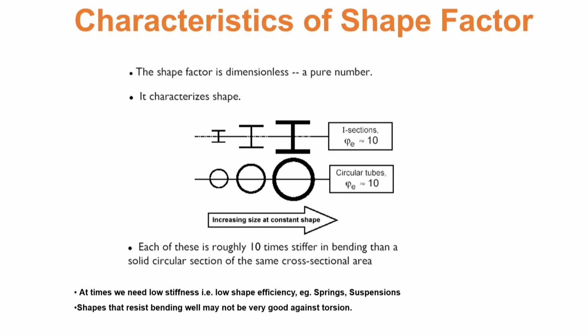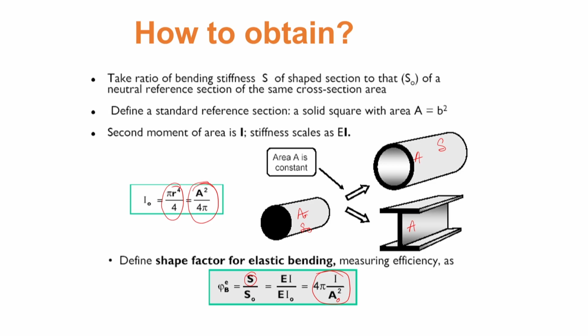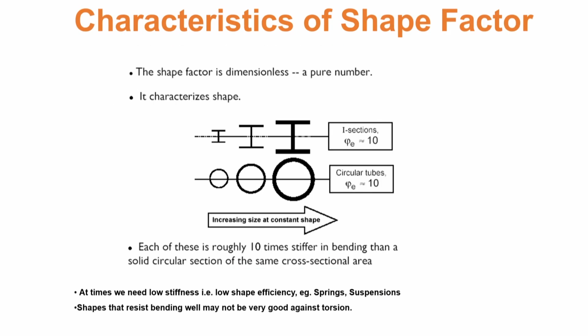Now, one important thing you have to keep in your mind is that shape factor is actually dimensionless. It only characterizes the shape. Because if you look at the earlier expressions, you can very clearly see that I has a unit of meter to the power 4 and area squared has a unit of meter to the power 4. So, they cancel. So, it becomes dimensionless.